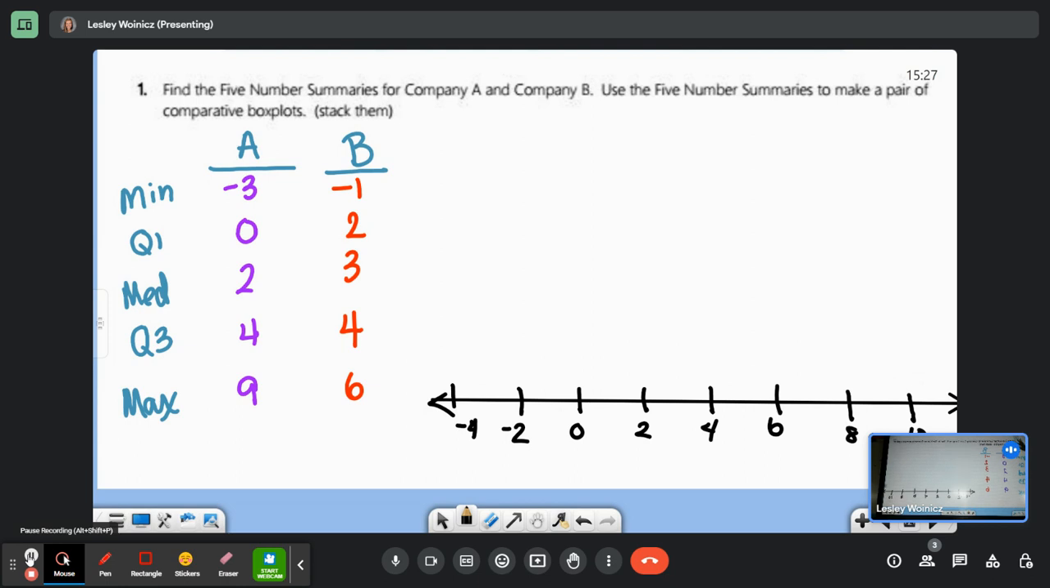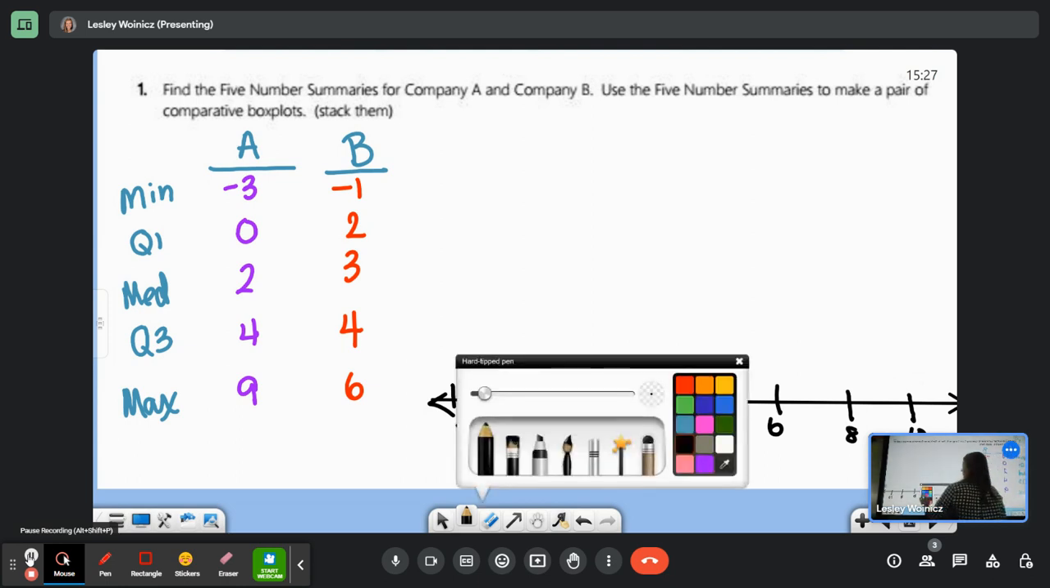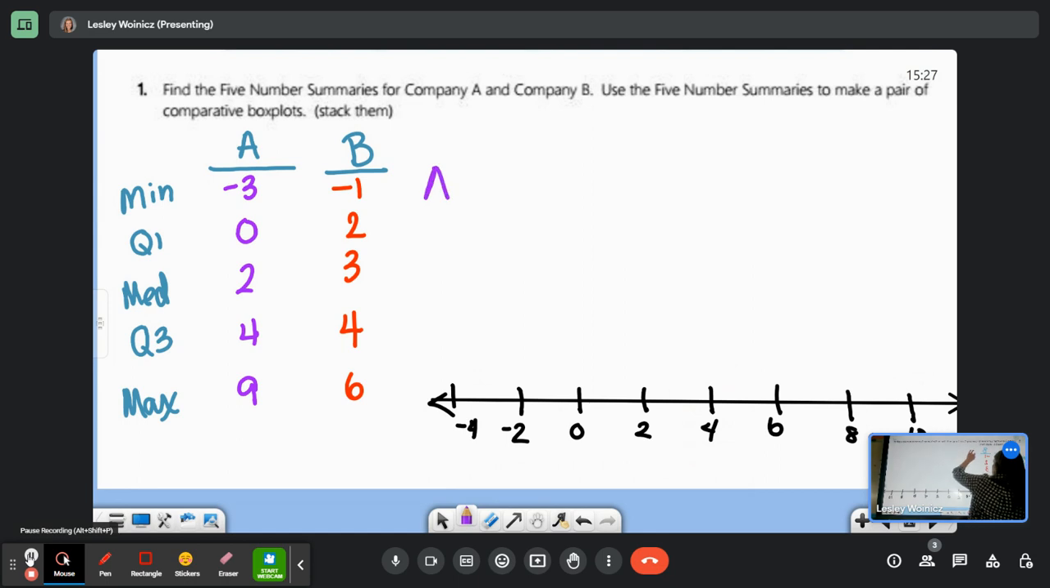Okay, so I'm going to do my box plot for A in purple. My minimum is at -3, which is halfway between -2 and -4. My quartile 1 is at 0. My median is at 2. Quartile 3 is at 4. And my max is at 9, halfway between 8 and 10. So this is the box. And these are the whiskers.